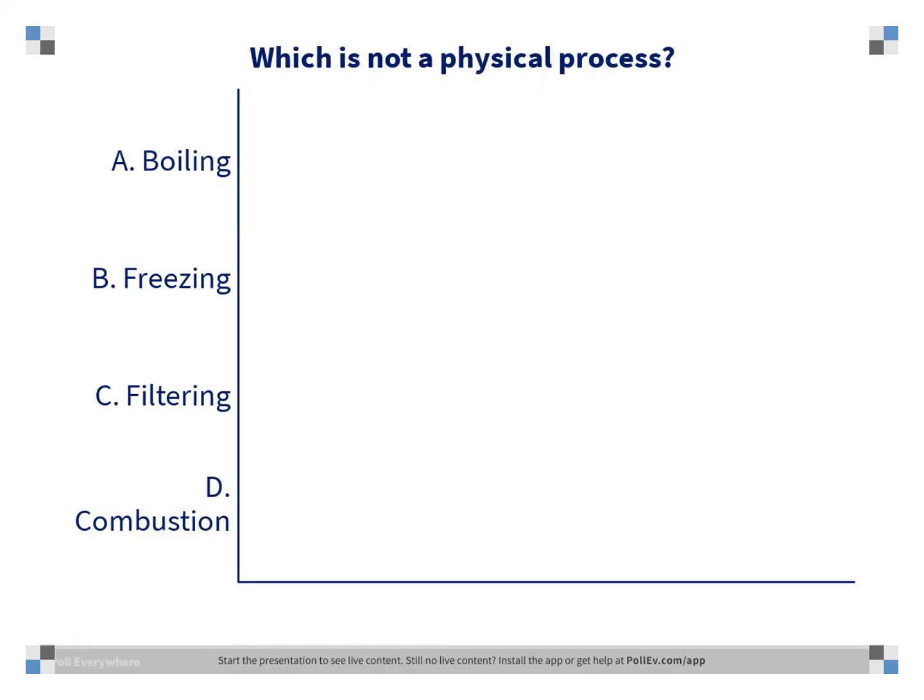The correct answer is D, combustion. Combustion is a chemical process. Boiling and freezing are states of matter changes, which are always physical. Filtering is also physical because the identities of the pure substances are not changing. They are just going from being mixed to being separate.